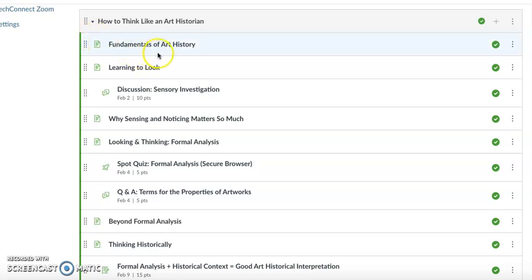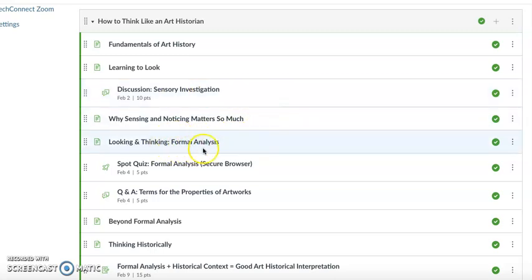So these are your fundamentals, and they involve learning how to look with a very fun little exercise tied to that, a discussion that is due on February 2nd. As always, your peer responses are due 24 hours later. And then you build on that. You're really working with what it means to use your senses to understand an object.